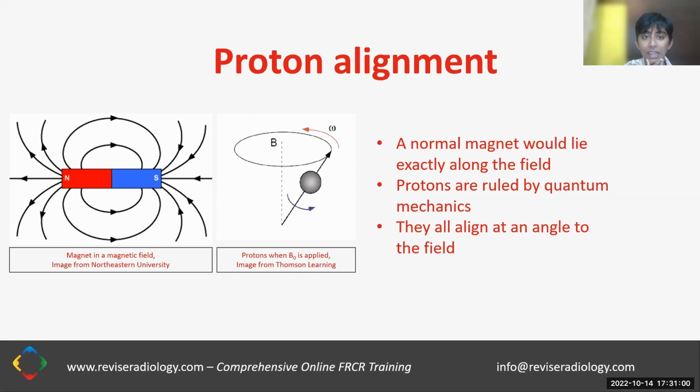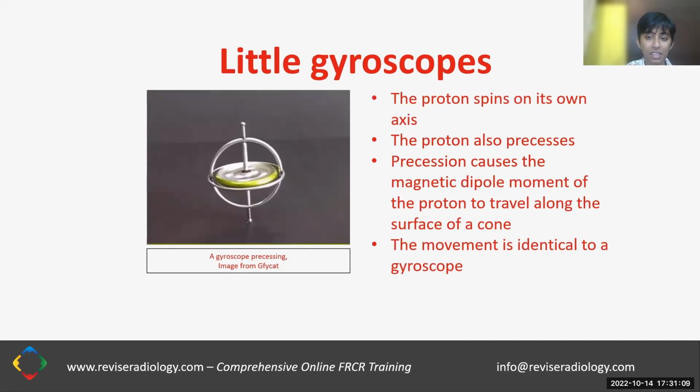So when an external magnetic field is applied, then a certain phenomenon takes place. The proton spins on its own axis. The proton also precesses. You can see a gyroscope precessing on the left-hand side. Precession is the motion that you see here. This gyroscope is like a spinning top. It's spinning like this, but the top of the gyroscope is also turning along the surface of a cone. So precession causes the magnetic dipole moment of the proton to travel along the surface of a cone.